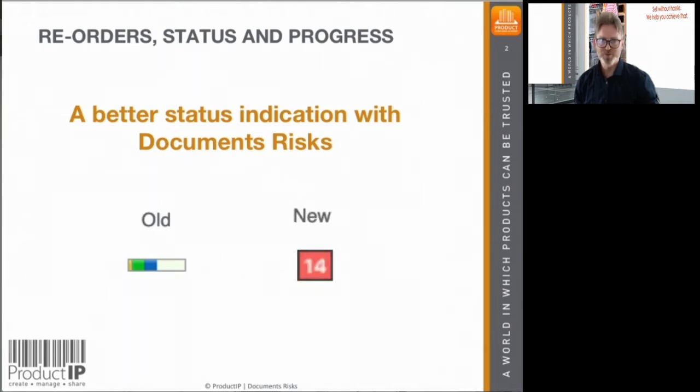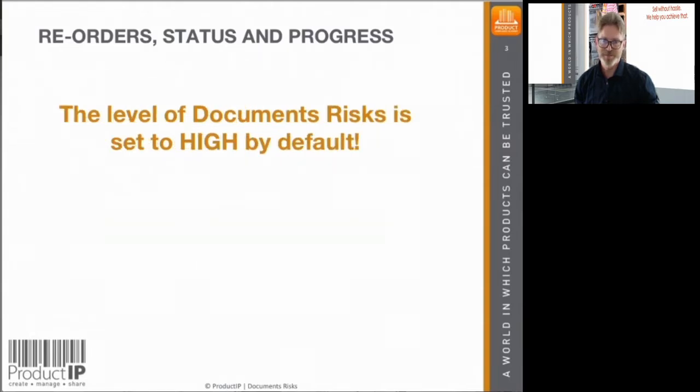So we replace this progress bar with a status block that indicates how many documents are still missing. The color of the block indicates the compliance risk. Red indicates a high risk, orange a medium risk, and green a low risk. The compliance risk level is generally set to high by default for all documents. You can adjust this to medium or low for specific documents on your own and under your own responsibility.